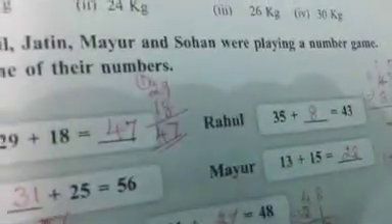Next, by how many numbers did Rahul lose the game? We have to compare the winner's mark. What is the winner's mark? What did Jatin get? 56. So 56 and we have to subtract it. 56 is the winner. Then we have to subtract player Rahul's mark, 43. He got 43. So we have to write here 56 minus 43.